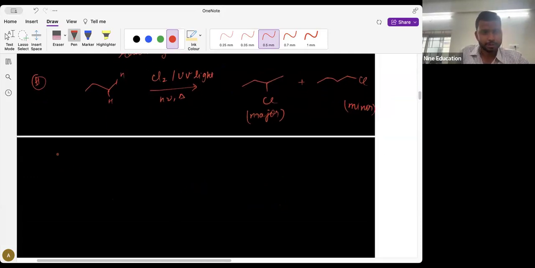Let us see it. So beta, this reaction goes by a free radical mechanism. This reaction goes by a free radical mechanism. And you all know free radicals are made with the help of helpers.